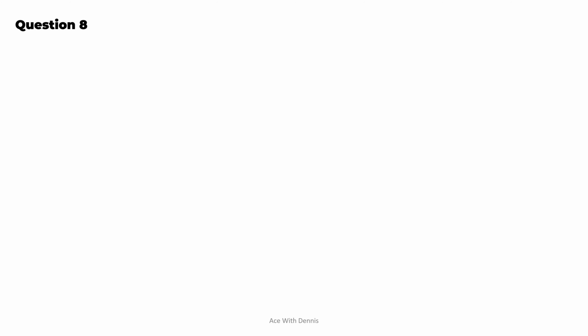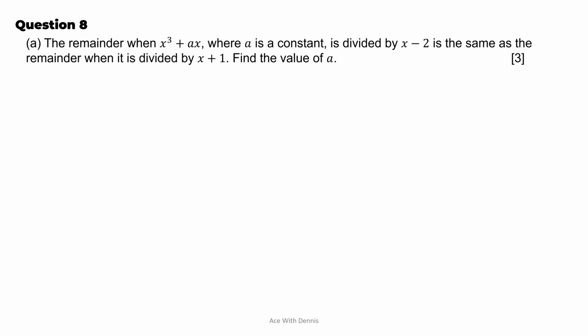Question 8, Part A. The remainder when x cubed plus ax, where a is a constant, is divided by x minus 2 is the same as the remainder when it is divided by x plus 1. Find the value of a. 3 marks. Read this question. We can see that this is the dividend x cubed plus ax, when it is divided by the divisor x minus 2. The remainder will be the same when divided by x plus 1.